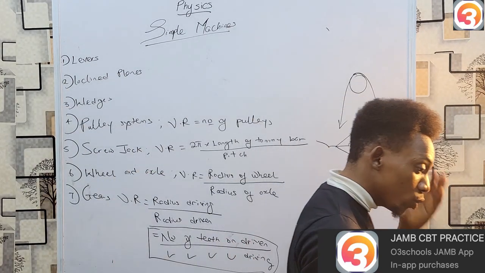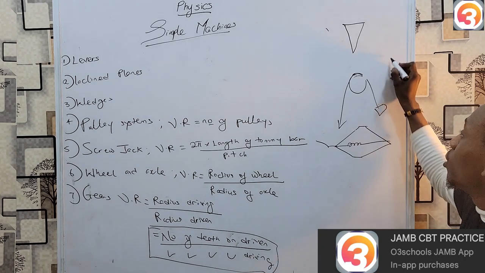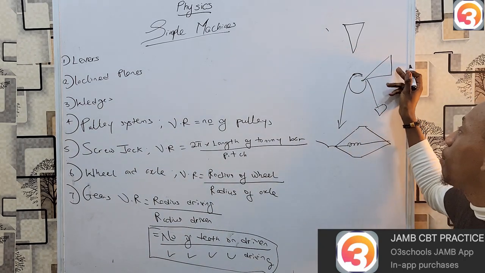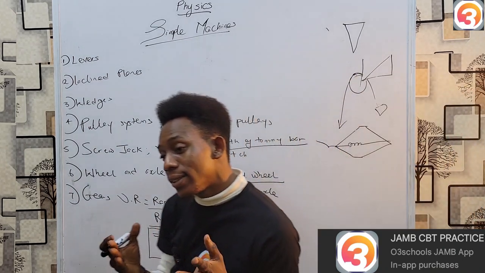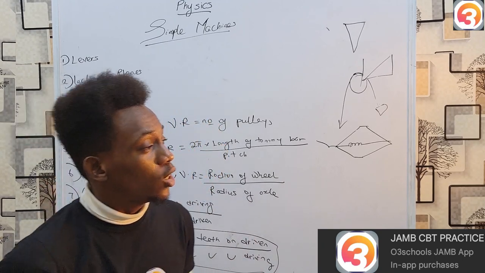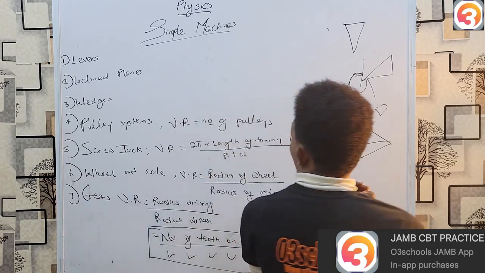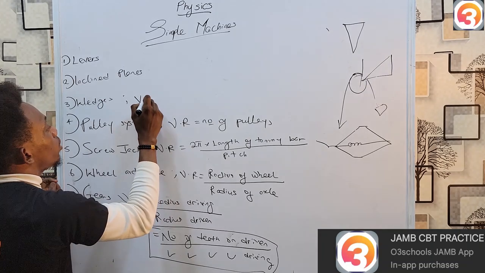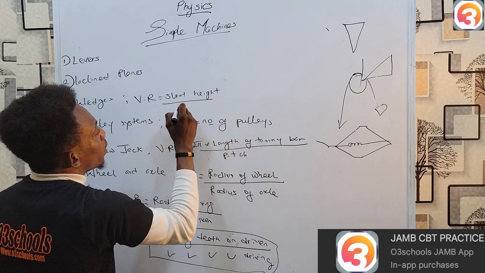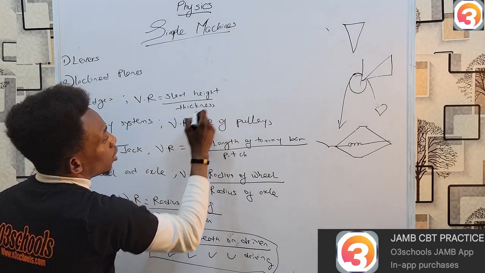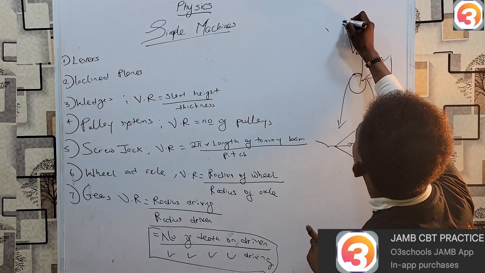A wedge. Now, wedges are simply kind of like this. They can be used in some cases, in places like this, to raise a load, like pushing them against the load when there's a surface to help to raise it up, or like in the head of your axe, it can be used to actually tear wood. So as your axe head goes through your wood, it's separating it. That's a wedge. And for your wedge, your VR is the slant height of the wedge over the thickness of the wedge. So the slant height, which is this one here, over the thickness, which is this.